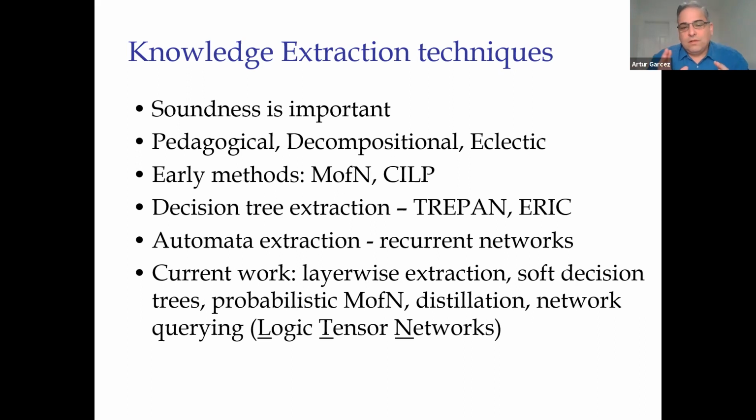And the current work has been focused a lot more on layer-wise extraction as these networks became more and more complex. So focusing on a specific layer of the network, in a kind of decompositional approach. Using soft decision trees and probabilistic versions of the M of N approach, distillation, and network querying, which is related to the logic tensor network framework, where you are allowed to query the network and probe specific subnetworks or neurons to see if you can derive some explanations for what's happening at that point.